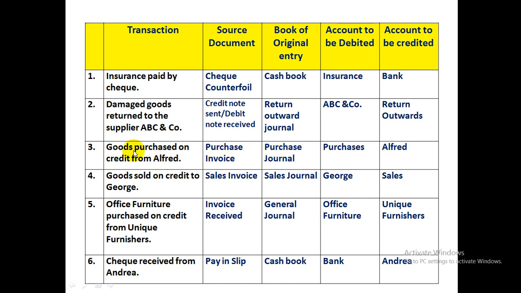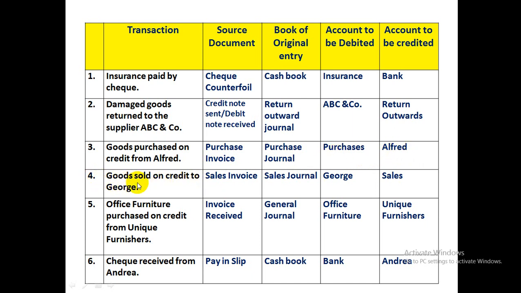The book from where this credit purchases information could be traced out is the purchase journal, because this is the book where we record the credit purchase of goods only. The transaction will be debited and credited to the purchases account. Whenever we purchase goods, we debit the purchases account. Trade payable account of Alfred as a liability will be credited.